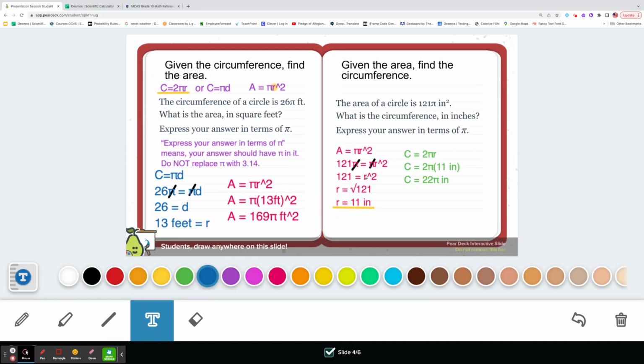Hopefully these concepts are coming back to you from earlier grades. I believe it was 7th grade that you would have gone between circumference and area of circles. All right, let's go on to the next slide, number 5.